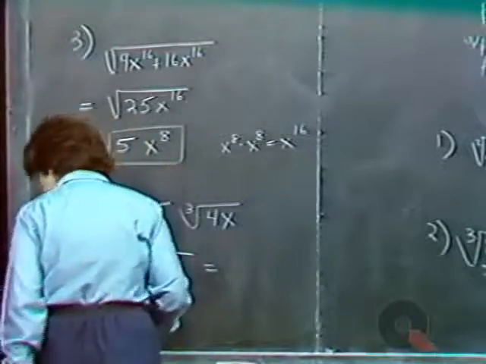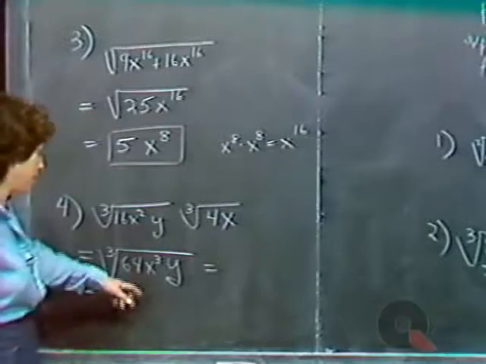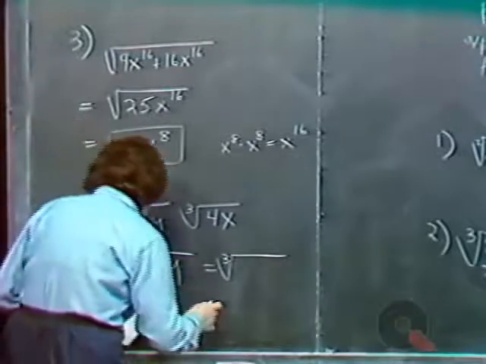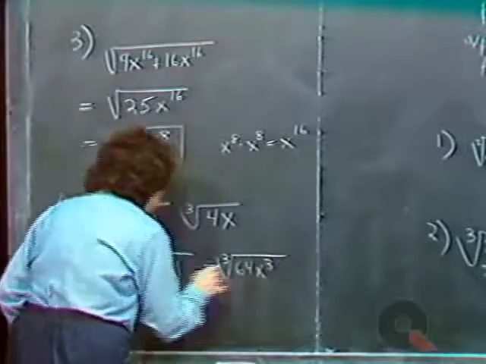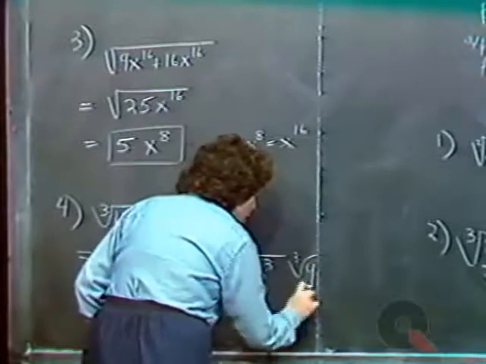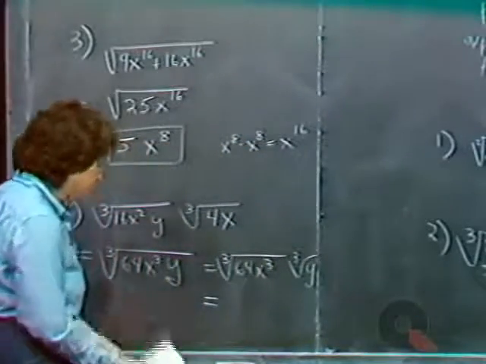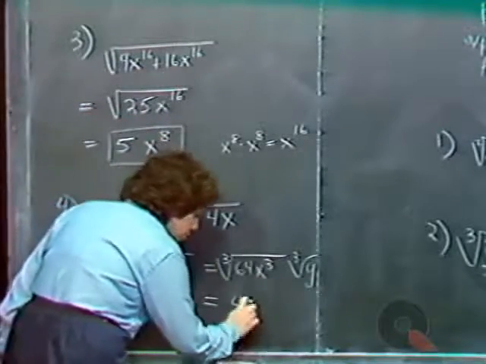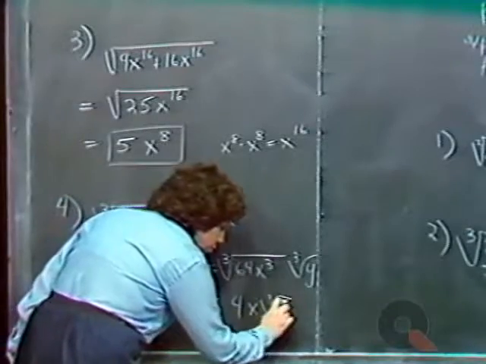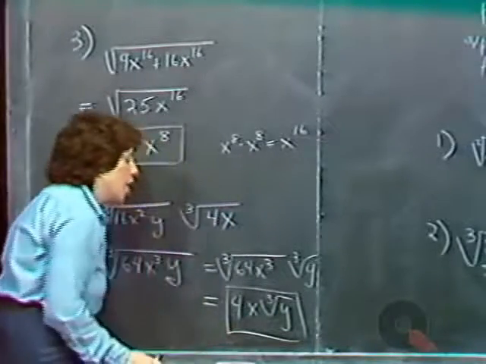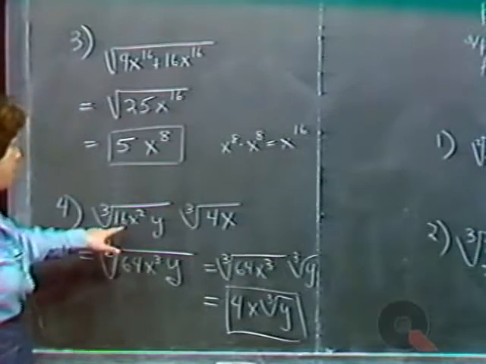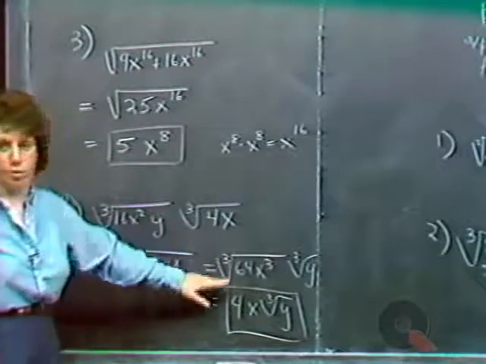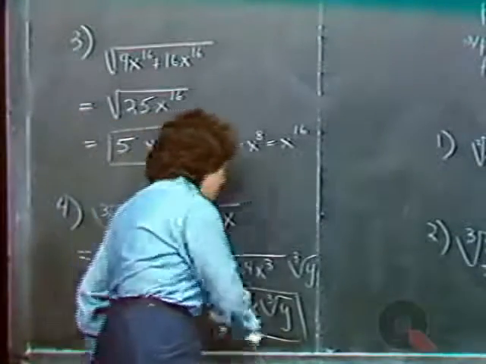Now, I will redo this by writing it as the cube root of 64x cubed, which is a perfect cube factor, times the cube root of y. Now the cube root of 64x cubed: the cube root of 64 is 4, the cube root of x cubed is x, and then that's the cube root of y. So we get 4x times the cube root of y. And we would not have been able to get that unless we first multiplied these two expressions together and then worked with the whole thing. So 4x times the cube root of y.